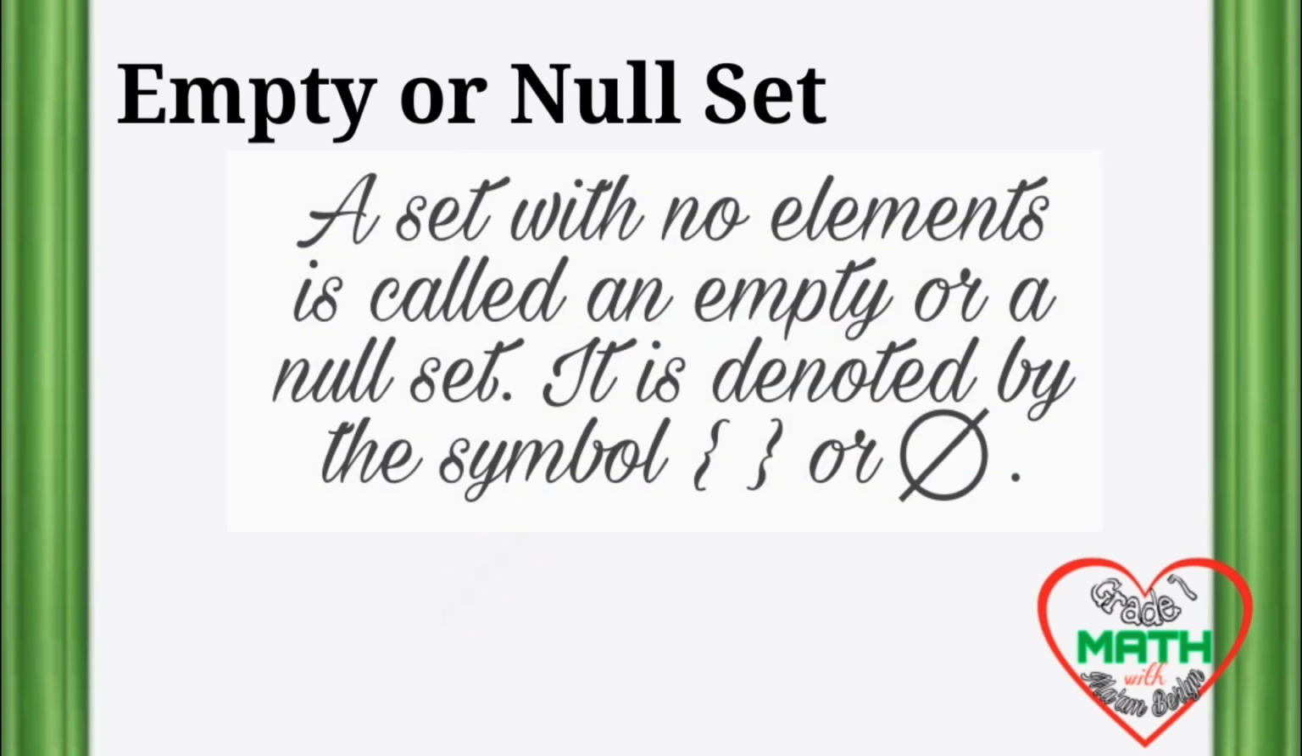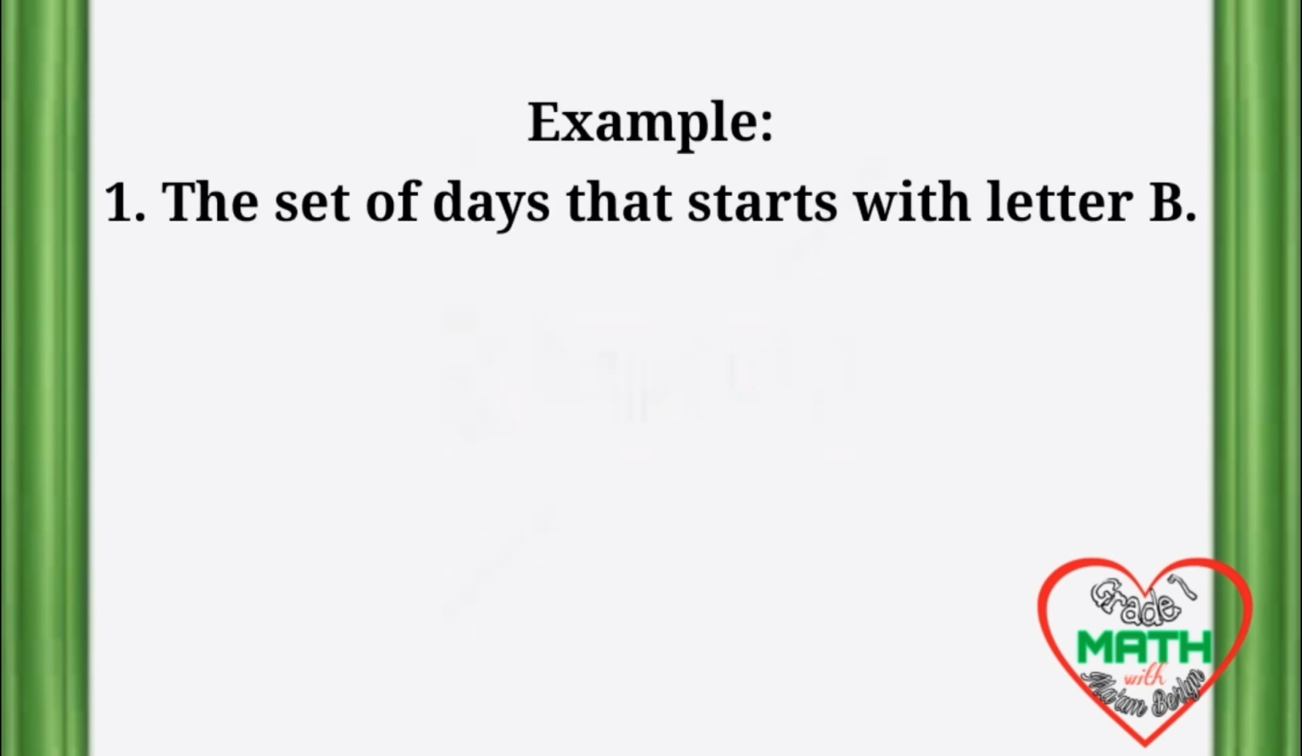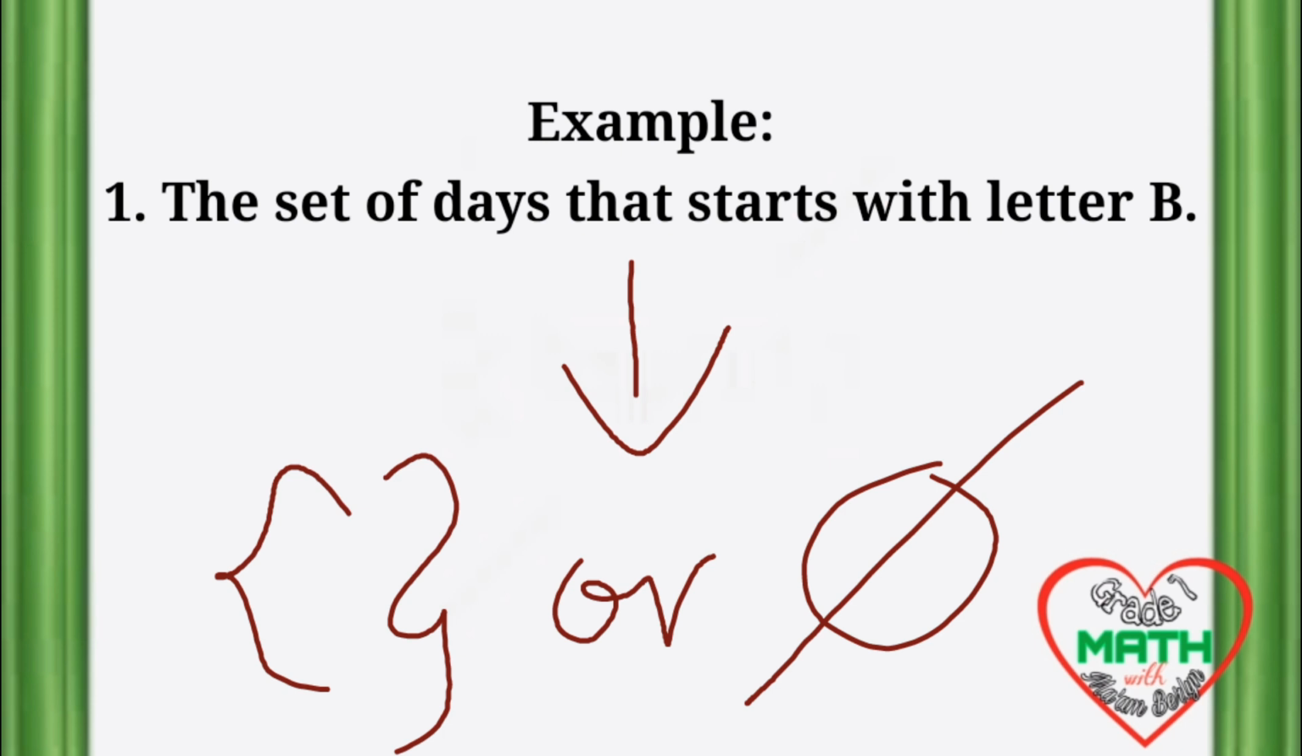Empty or null set. A set with no elements is called an empty or null set. It is denoted by the symbol open and close braces or a circle with a diagonal line through it. For example, the set of days that starts with letter B. This set is a null set. We have 7 days in a week, but as you can see, we do not have a single day that starts with letter B.